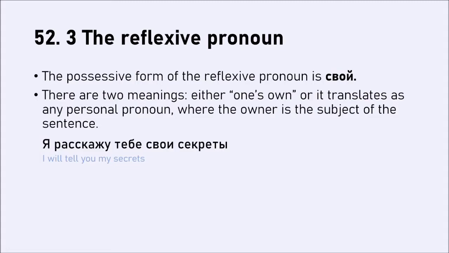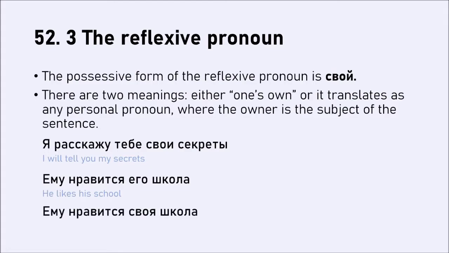Now, I want to show you when this can start leading to confusion and where свой really saves the day. Ему нравится его школа. He likes his school. So does he like the school to which he goes, his own school, or is this a different boy's or a different man's school? We don't know, do we, in English? In Russian, though, if you say ему нравится своя школа, that means he likes his own school. As we said, the owner of the school is the subject of the sentence. It's his school, and it is that school that he likes.